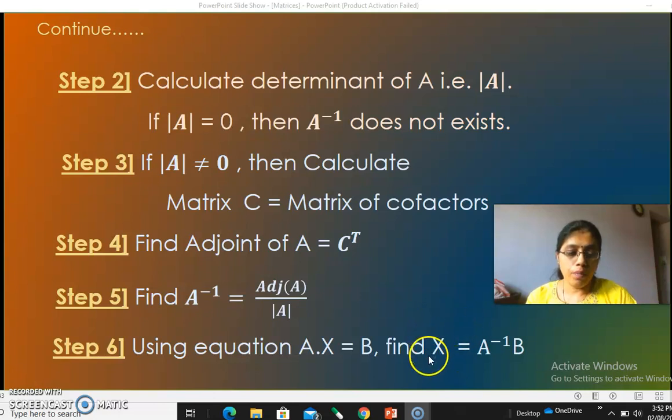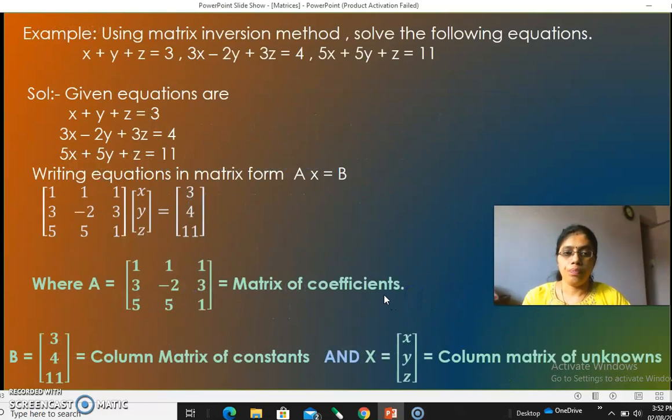So to find that matrix X, the matrix of unknowns, we must get A inverse. For getting that A inverse, you have to do those 4 steps here. Find out A inverse, multiply it finally by B, and you'll get matrix X there. Let's see a simple example. See, this is the example.